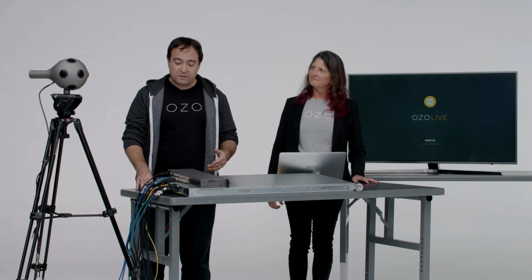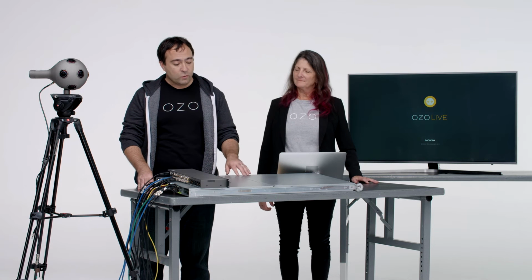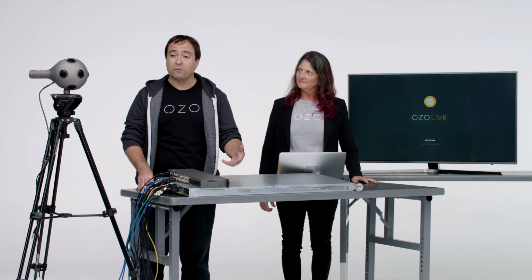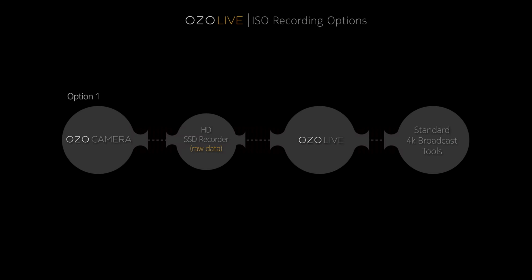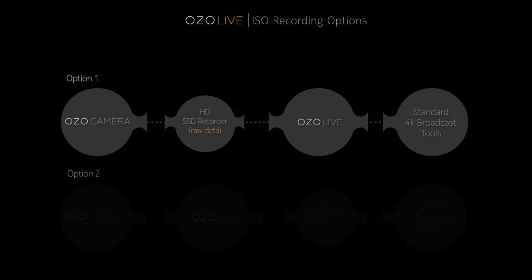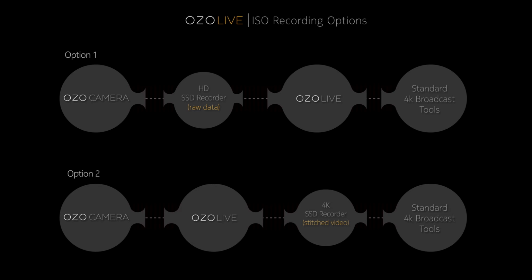Now, in most cases, in a broadcast production, you also want to record ISOs, which is the signal from each individual camera in a multi-camera production. You do have two options. You can record the raw signal from the OZO, that is the compressed data signal, using any standard HD recorder as long as it can record in uncompressed format. Those files can then be fed into OZO Creator for later post-production using our high-quality offline stitch. However, here we're using the other option where we're recording a video signal downstream of the OZO Live server, and we're actually recording 4K video, again using a standard 4K video recorder.